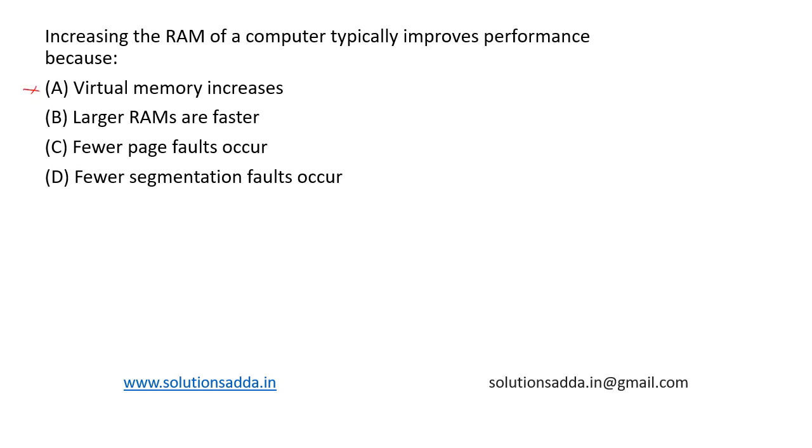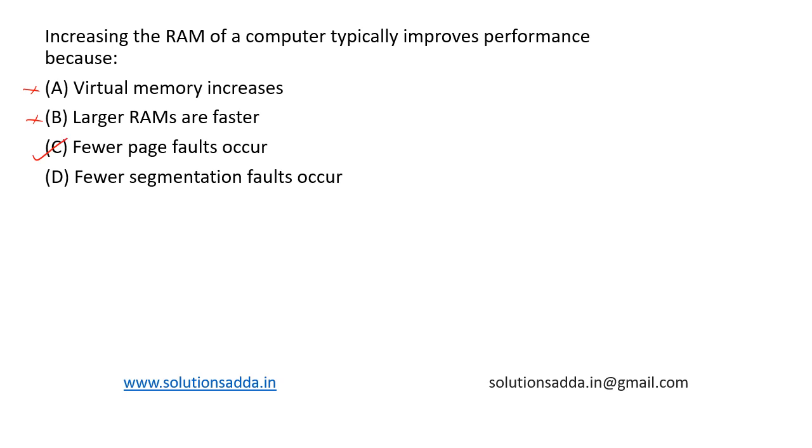Second one is larger RAMs are faster. This is also false. Actually, the type of RAM determines its speed and not the size of the RAM, because SRAM is much faster than DRAM. So the type of RAM determines its speed. So this is also not correct. Fewer page faults occur. This is true because more pages can be brought into the main memory by increasing the RAM. So option C can be a correct option.